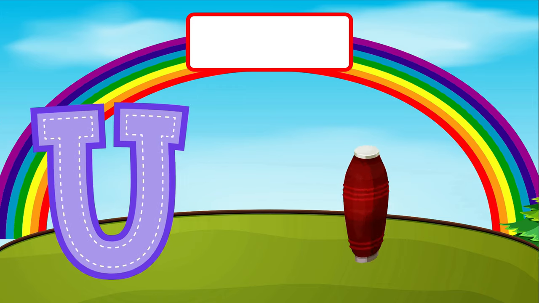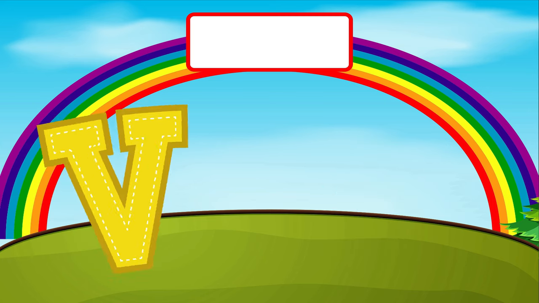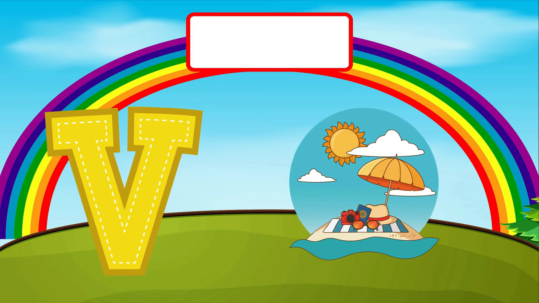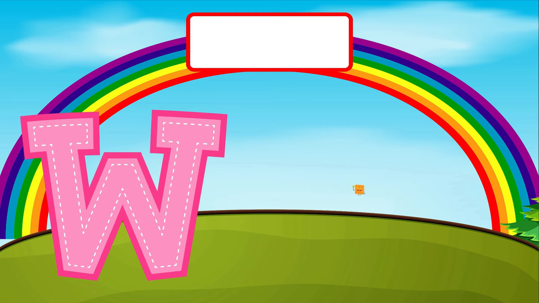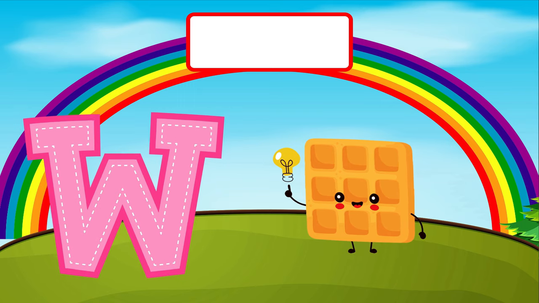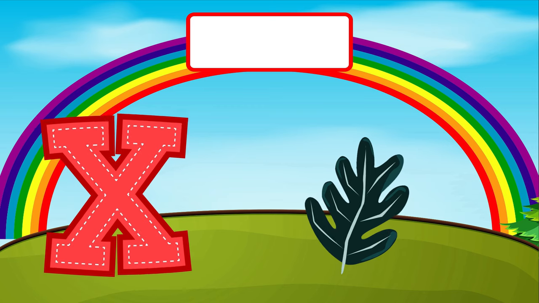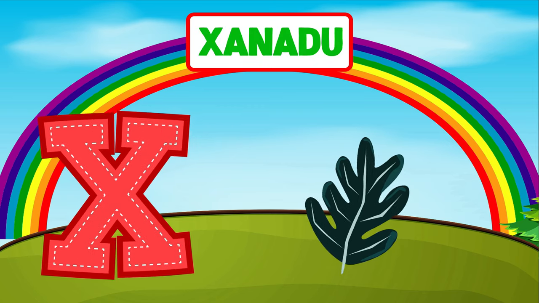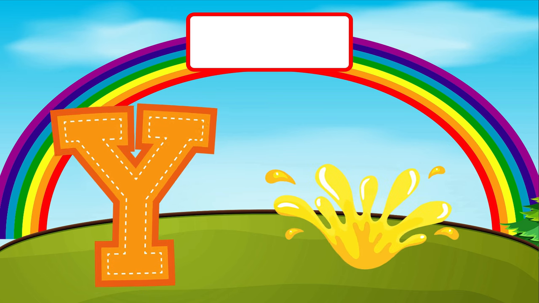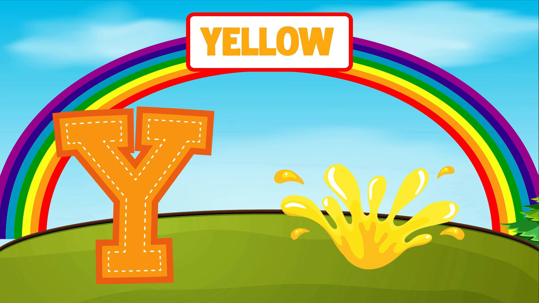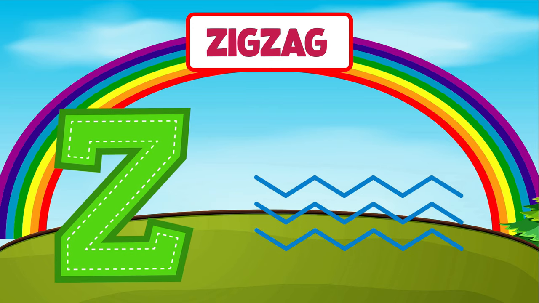U, R, V, vacation, vacation, Tokyo, Y, shell, shell, Z, zigzag, zigzag.